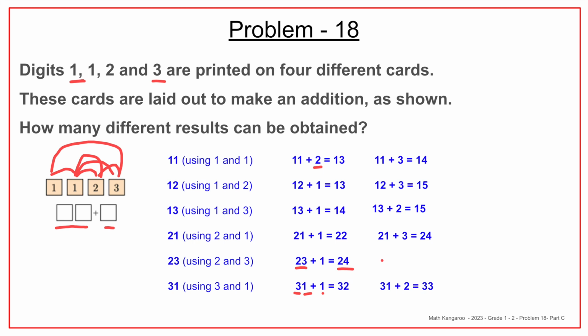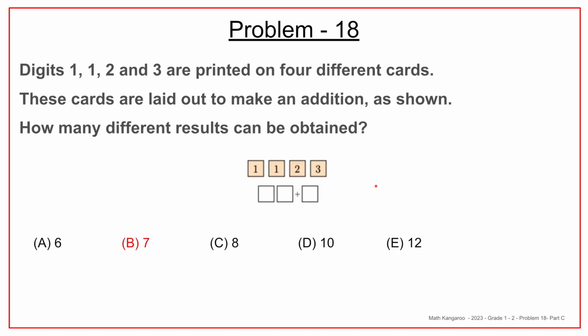Now the different sums obtained are, we have 13, so we cancel other 13 from here. We have 14, we cancel other 14. We have 15, we cancel other 15. We have 22, 24, and we cancel other 24. We have 32 and 33. So let's see how many combinations we have obtained. 1, 2, 3, 4, 5, 6, and 7. So our answer is option B, 7.